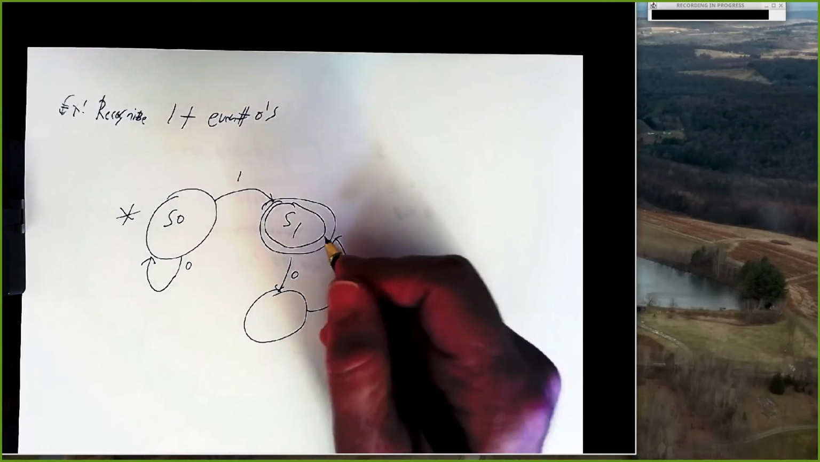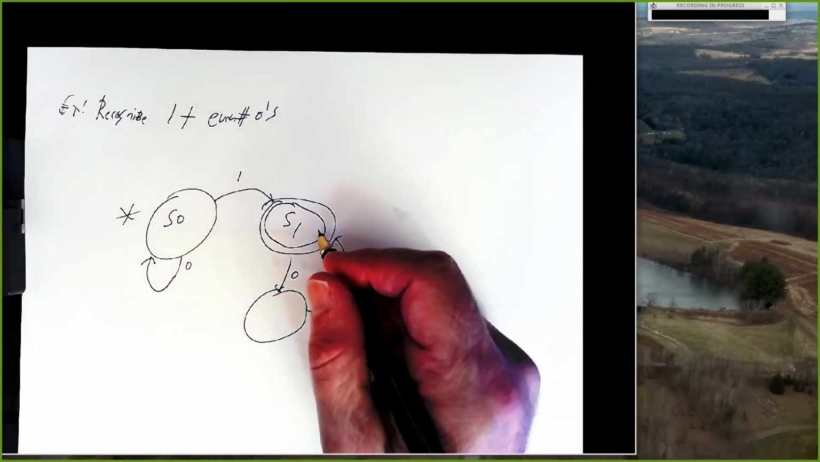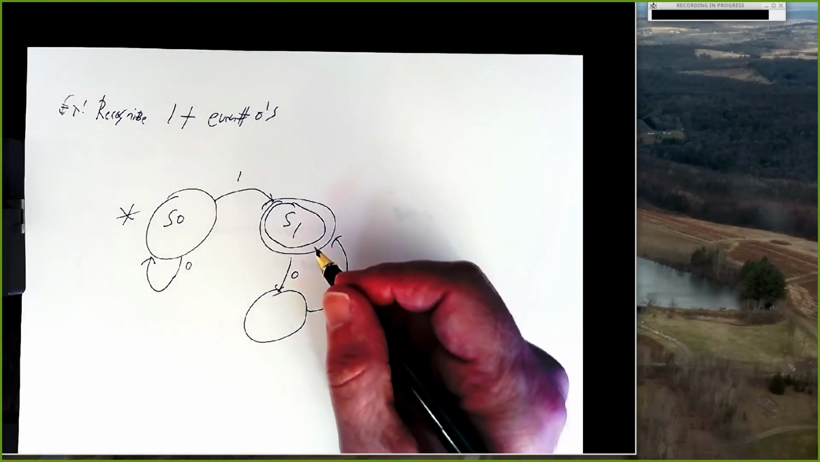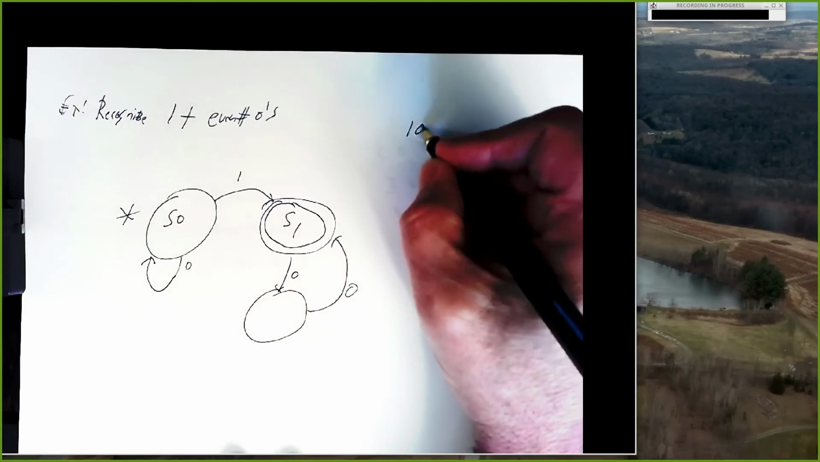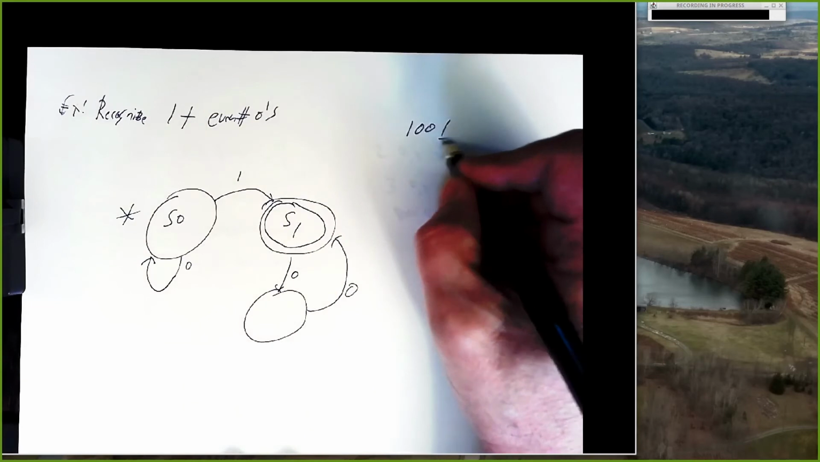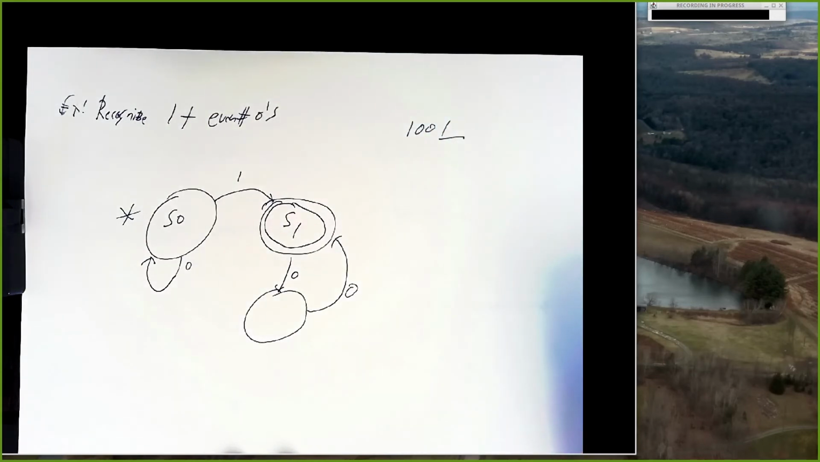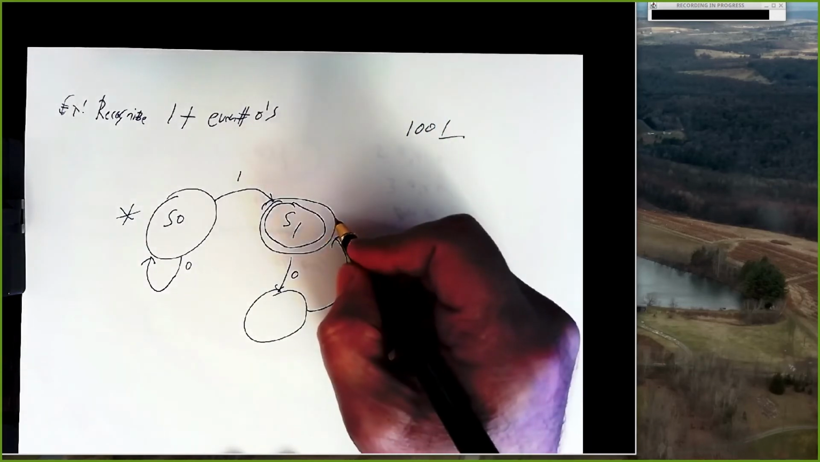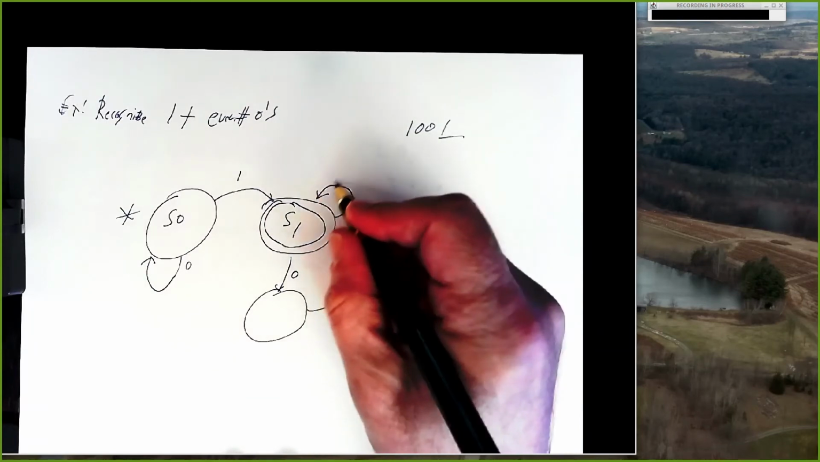And if you're in here and you find a 1, so you typed in something like a 1, 0, 0, and a 1, well, we could go back to the starting state, or we could say, this is a 1 followed by 0 zeros. So we could actually have this go back here.